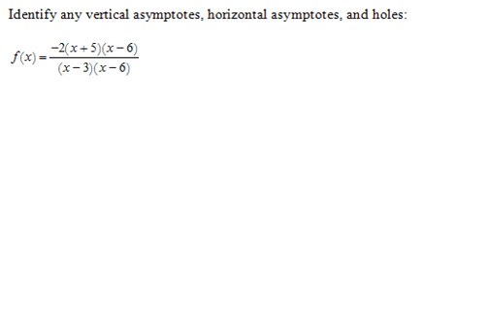Identify any vertical asymptotes, horizontal asymptotes, and holes. f of x is equal to negative x plus 5 times x minus 6, all divided by the product x minus 3 times x minus 6. Well, the first thing we notice is that the x minus 6 factors cancel out if x is not equal to 6. We can simplify this to negative 2 times x plus 5 over x minus 3.